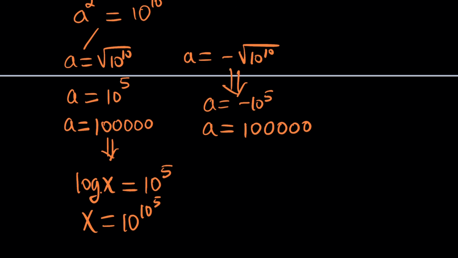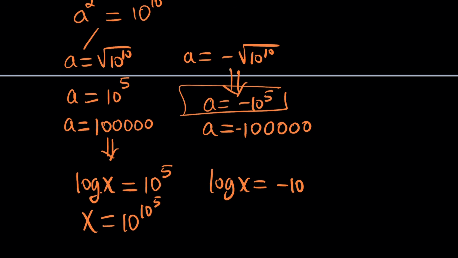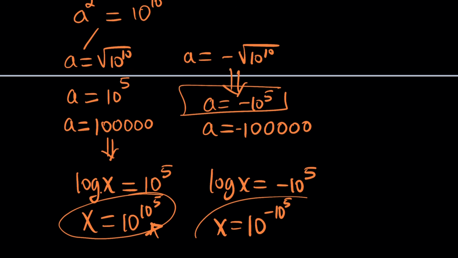What happens here? And by the way, I meant to put a minus sign here. If you use this, log x is equal to negative 10 to the 5th power. And from here, x becomes 10 to the power negative 10 to the 5th power. Guess what that means? It just means the reciprocal of this number, 1 over 10 to the power 10 to the power 5. Okay? So those would be valid solutions as far as I know.